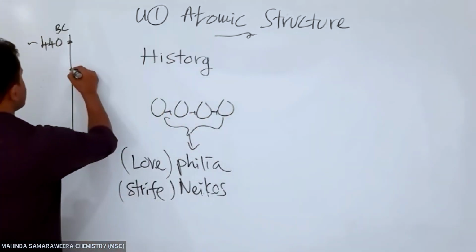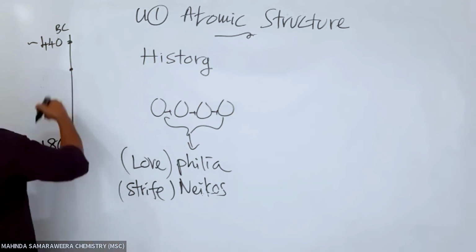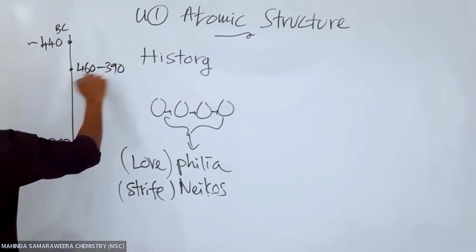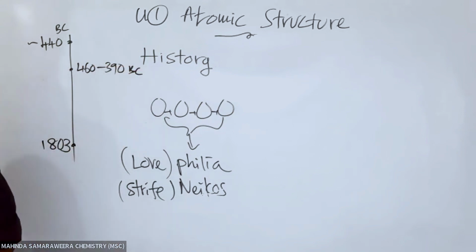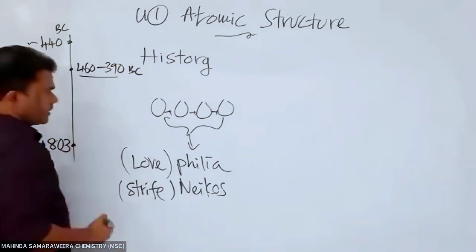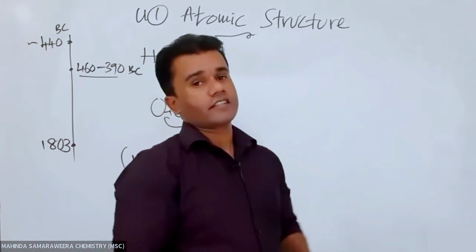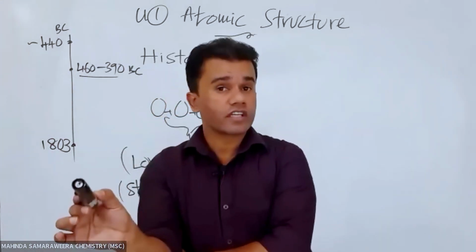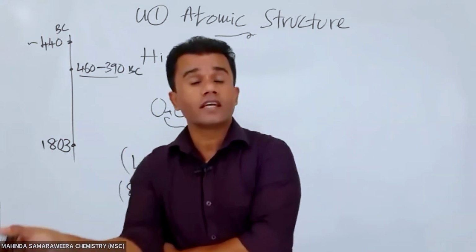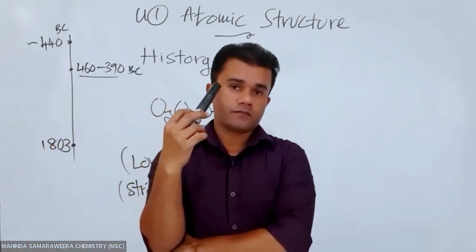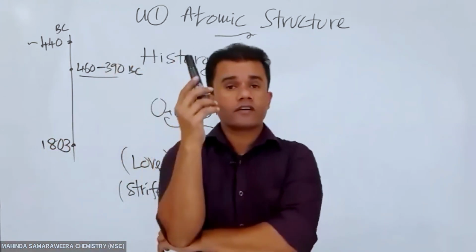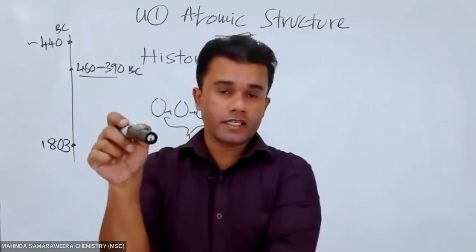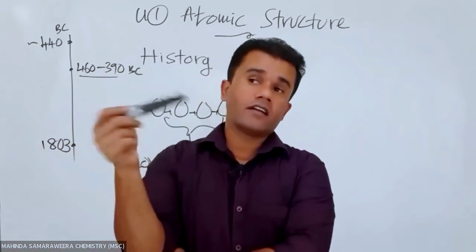But thereafter, there was another person, Democritus. He came somewhere around 460 BC, 390 or 370 BC. We don't need the exact time period. This is when he lived. When you consider Democritus, that idea was quite logical. That's the basis for today's atomic structure. This was nearly 2,500 years ago. Democritus gave the correct picture regarding the structure of the atom.